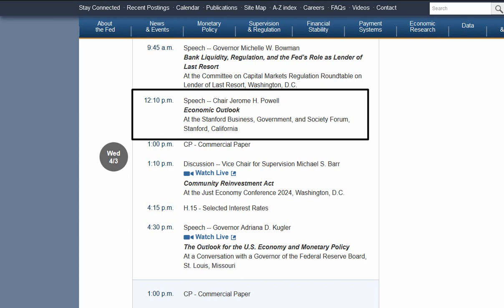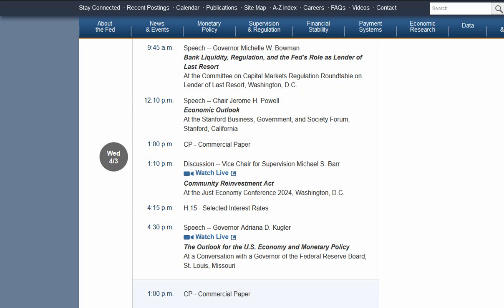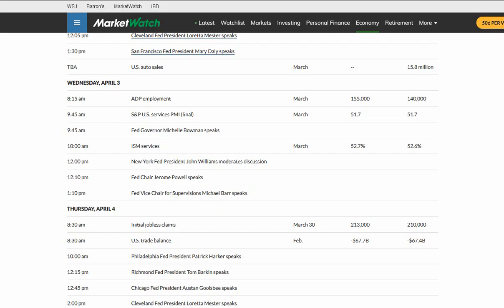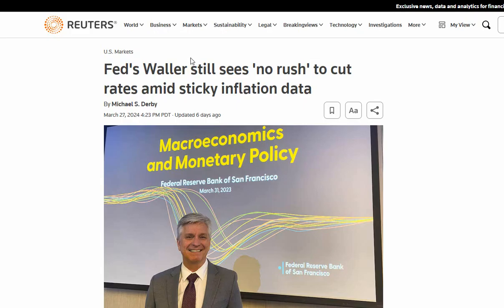So, Powell will be speaking tomorrow, 12:10 Eastern Time, on the economic outlook, and I'm sure it's going to be a market mover tomorrow. A boatload of Fed speakers this week, and in addition to Powell, you've got all these speakers over the next few days, and we've already had some this week, and we had some last week. I told you they're all going to start echoing what Waller said last week.